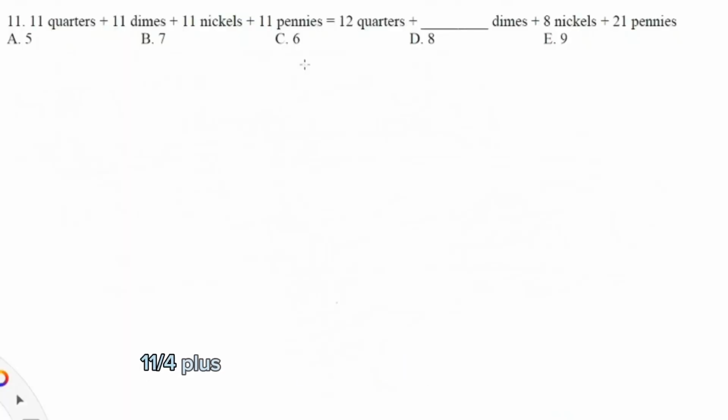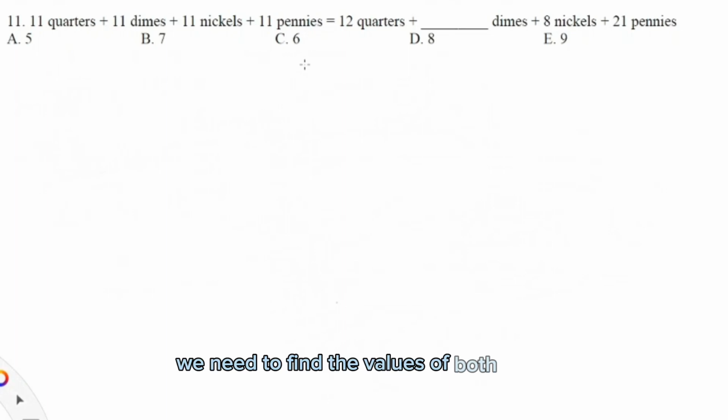Alright, number 11. 11 quarters plus 11 dimes plus 11 nickels plus 11 pennies equals 12 quarters plus how many dimes plus 8 nickels plus 21 pennies? Alright, so to solve this problem, we need to find the values of both sides to find what this missing value is right here.